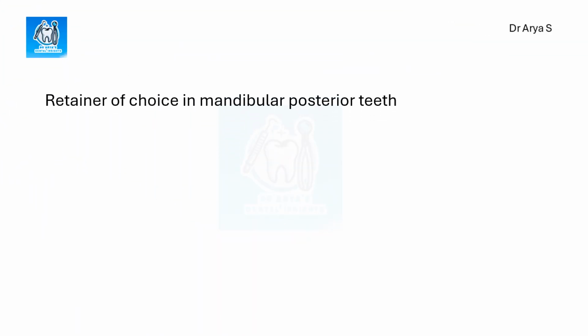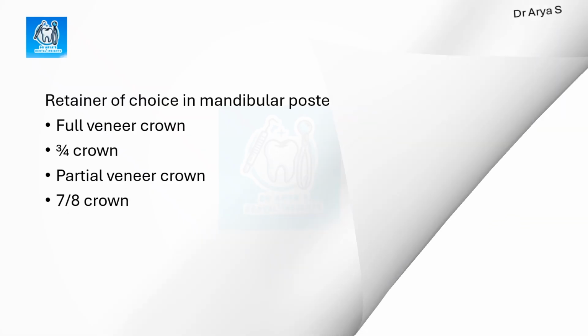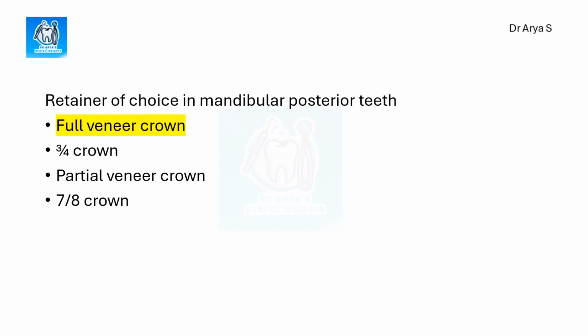Retainer of choice in mandibular posterior teeth. Full veneer crown, 3/4 crown, partial veneer crown or 7/8 crown. Here the answer is full veneer crown.